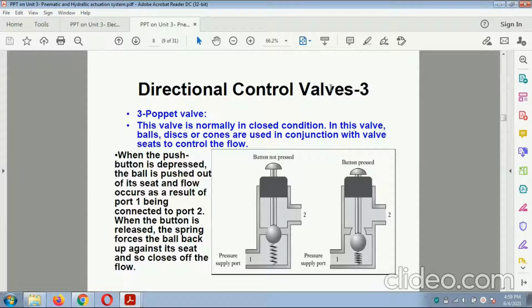The directional control valve 3 is a poppet valve. This valve is normally in closed condition. This valve, based on the ball, disc or cones, is used in conjunction with the valve seat to control the flow.